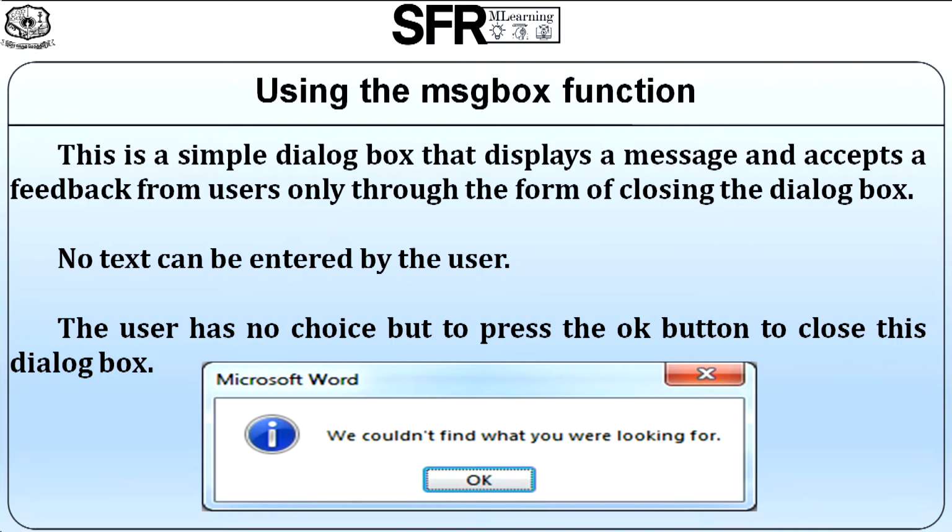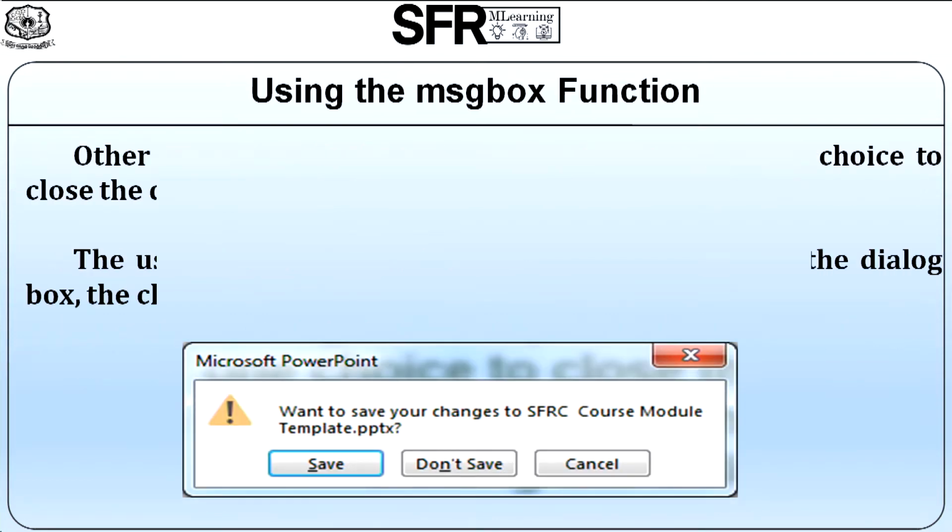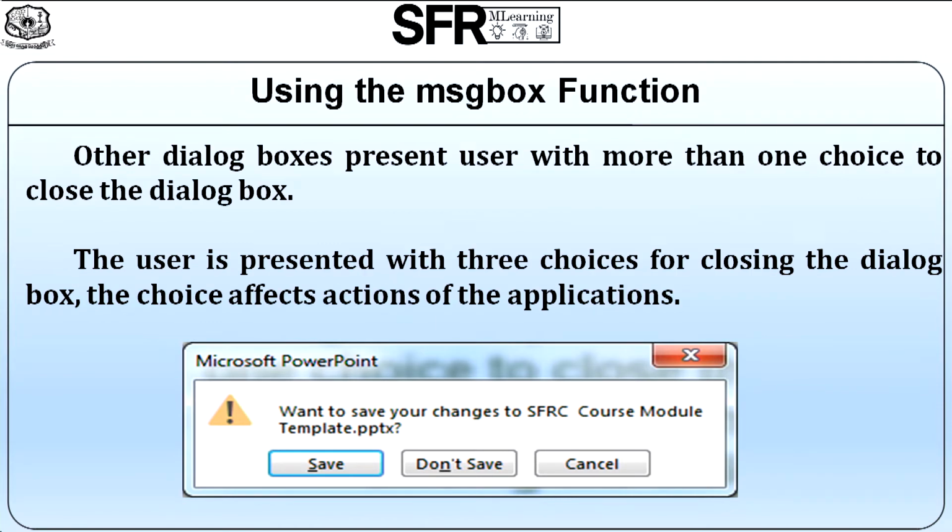Using the message box function, this is a simple dialog box that displays a message and accepts feedback from the user only through the form of closing the dialog box. In this case, no text can be entered by the user. The user has no choice but to press the OK button to close this dialog box. Here is the example. Other dialog boxes present the user with more than one choice to close the dialog box. The user is presented with 3 choices for closing the dialog box, and the choice affects the application. Here is the example with the 3 choices for closing the dialog box: save, don't save and cancel button.